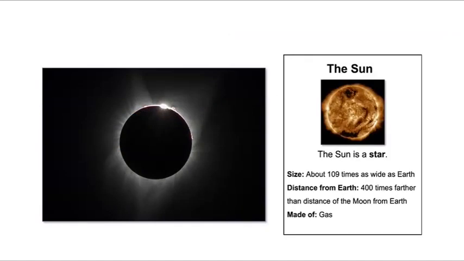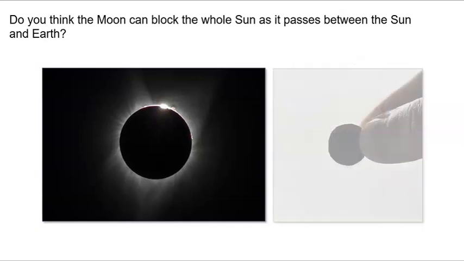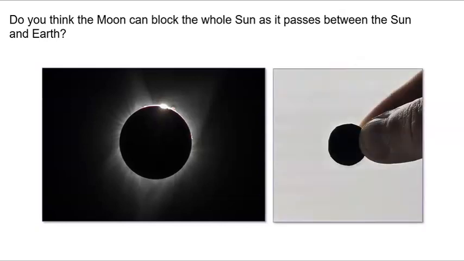Look at this photograph of a solar eclipse. Remember, the sun is 400 times farther from Earth than the moon is. Think about what we observed in our investigation. Do you think the moon can block the whole sun as it passes between the sun and Earth? When the moon cutout was closer to the camera, we could not see the sun cutout. And we know the moon is much closer to Earth than the sun is.